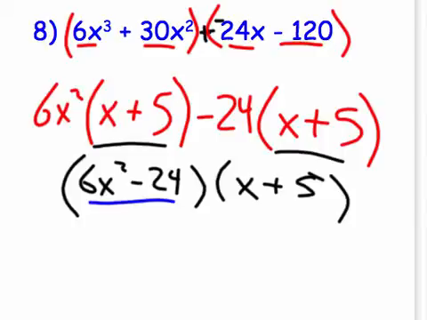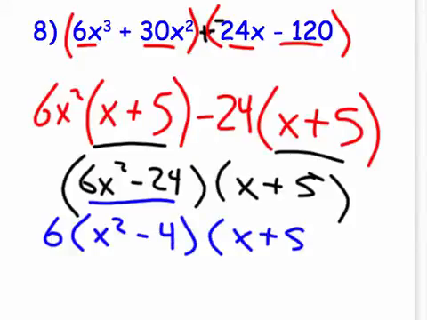If I look at this first binomial, I can still pull something out of there, can't I? I can pull a 6 out. So I'm going to divide each term by 6. Left with x squared minus 4, x plus 5. Okay. Always look back through. Am I done? Let's see. The x plus 5, can't do anything with that. Can I factor anything out of this x squared minus 4? You bet it's a difference of squares. Okay, you got to always look for that.